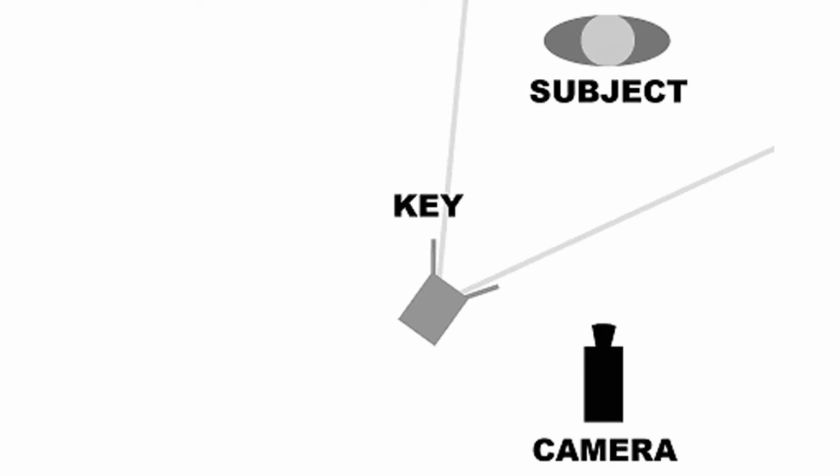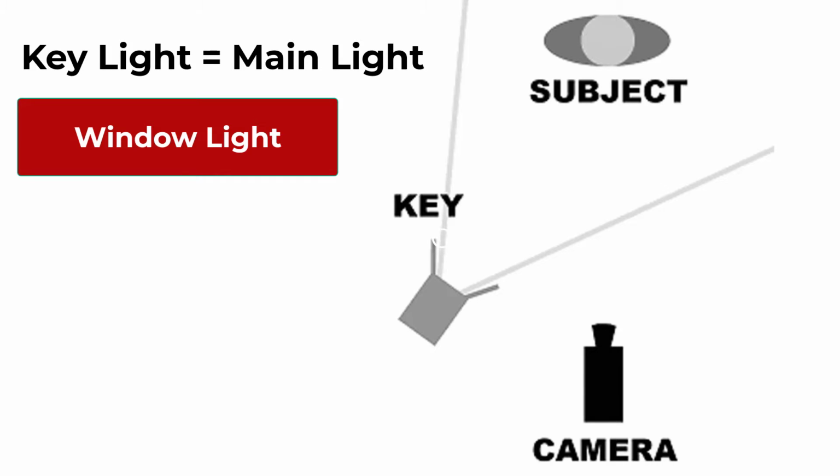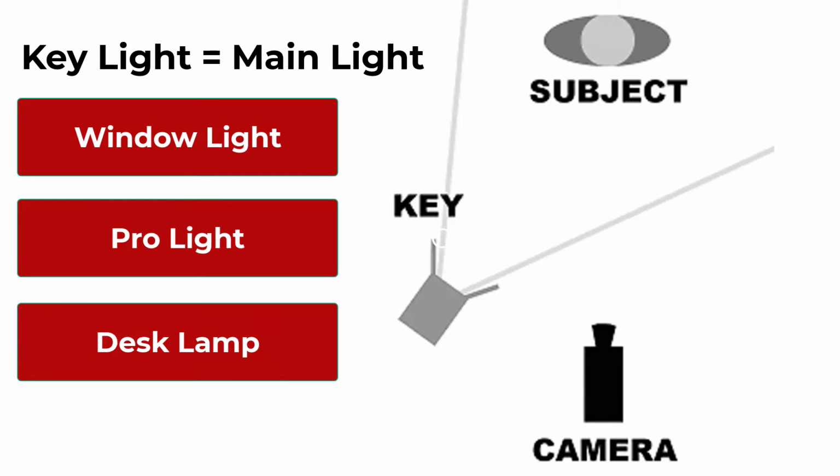The main light that we use is called the key light. The main light can be a window light, it can be a professional lighting fixture, it can be a desk lamp, but whatever is your primary light source is called your key light. Where you place it is usually determined by the background. Which way, which angle, which side is the light going to hit the background.